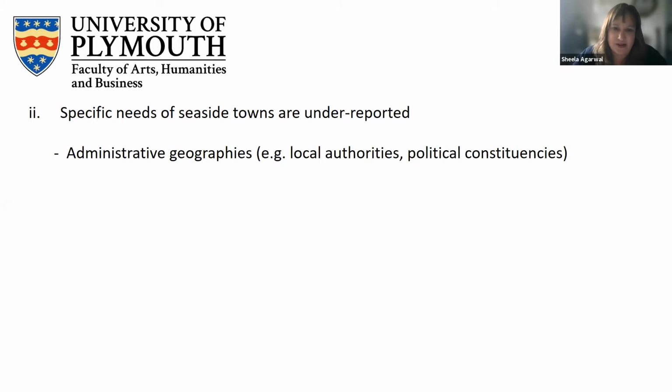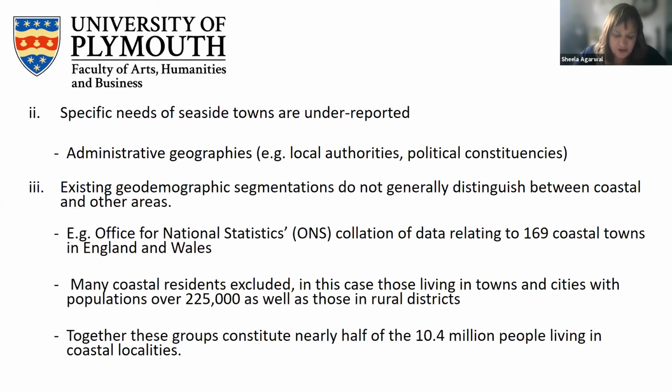Administrative geographies, such as local authorities, clinical commissioning groups, integrated care systems, and even political constituencies, all serve predominantly coastal populations. Most routine data is published at this level, and then often the specific needs of coastal towns are underreported. They're kind of conflated within the bigger picture.